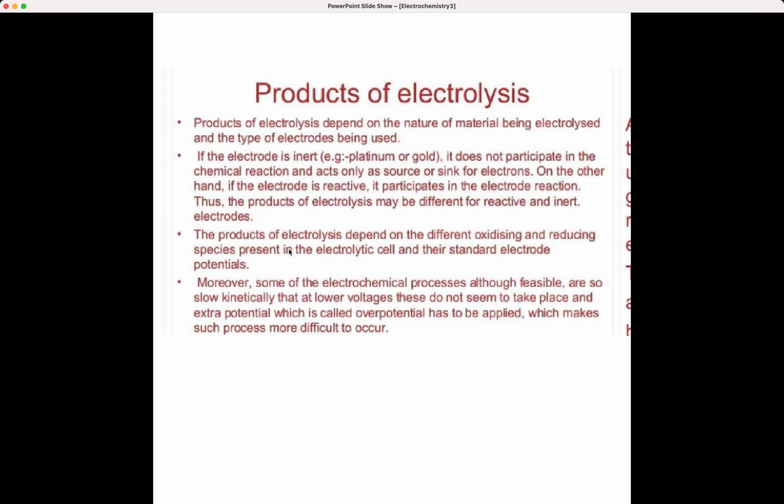And secondly, the product of electrolysis mainly depends on the different oxidizing and reducing species present in the electrolytic cell and the standard electrode potential. Now some of the electrochemical processes, though possible, are also very slow kinetically. At lower voltage they do not seem to take place at all, and an extra potential, which we call overpotential, has to be applied. Only then can this reaction proceed, or it is very difficult to process it unless you apply an external overpotential.